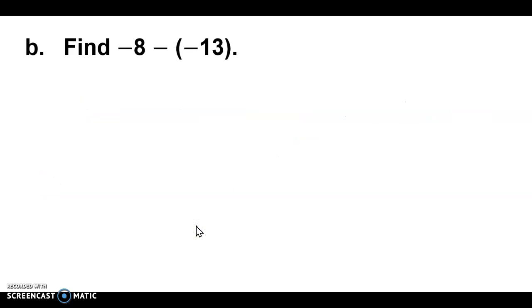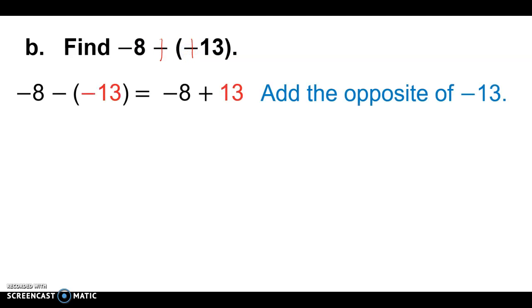So, -8 minus -13. Remember, you're going to add the opposite. So we end up with -8 plus 13. Different signs, subtract, more positives. We get +5.